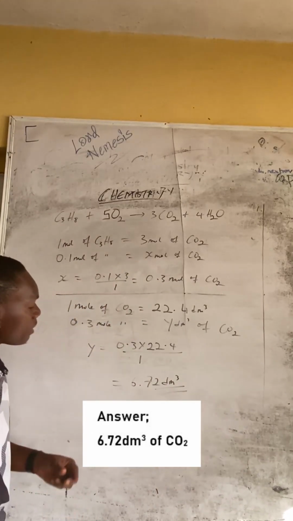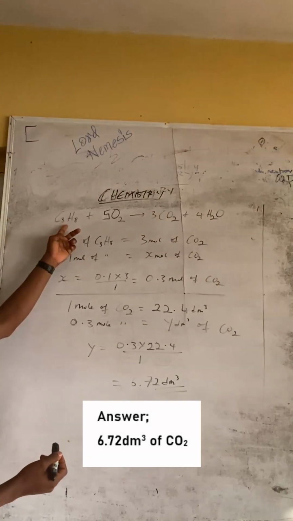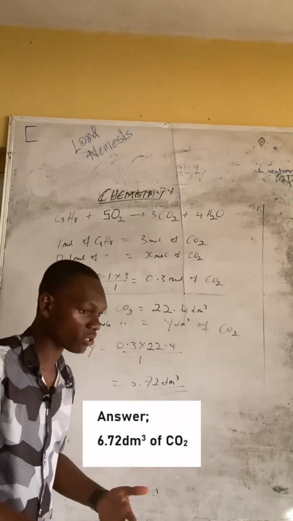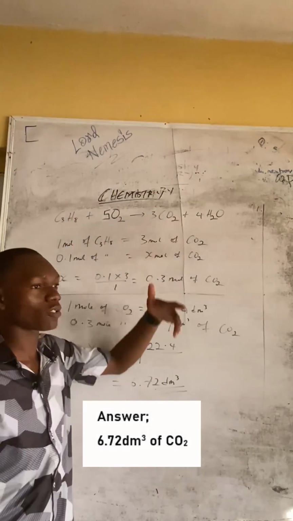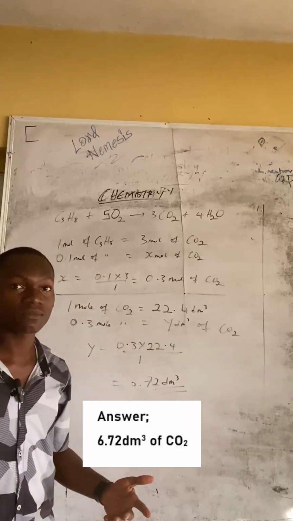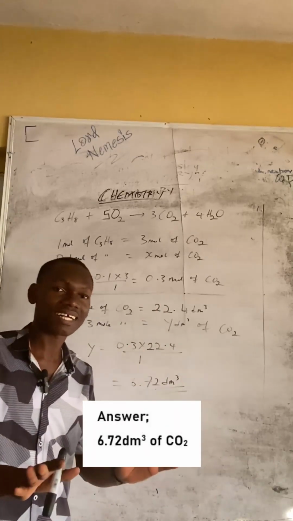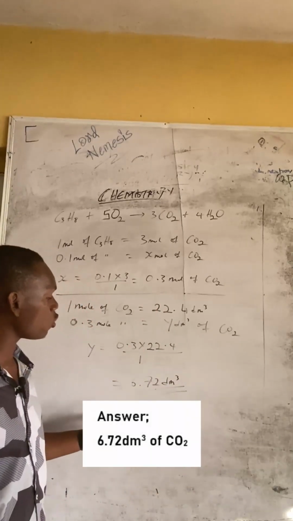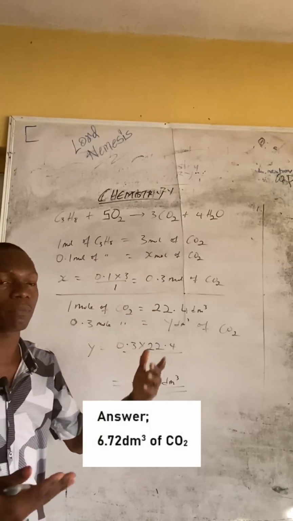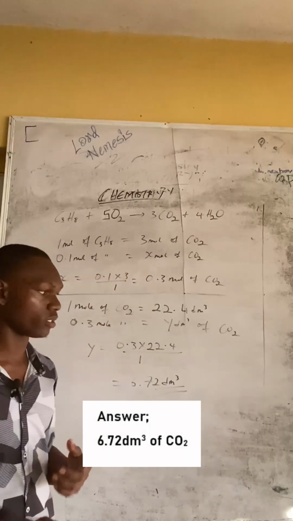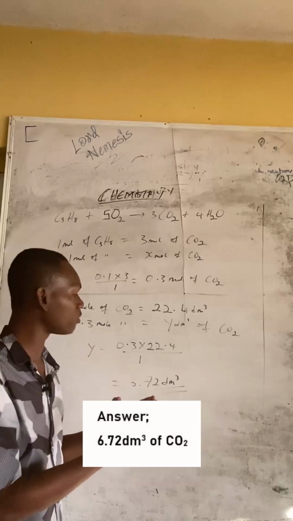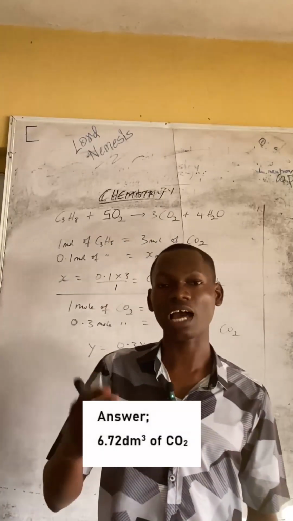So what it simply means is if 0.1 mole of propane combusts, the number of mole of carbon dioxide that we produce is 0.3. But under standard temperature and pressure, the volume of carbon dioxide that will be produced after this combustion is 6.72 dm cube of carbon dioxide.